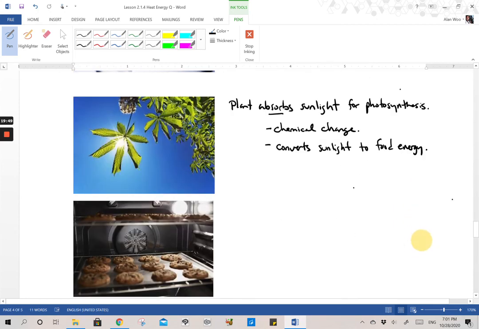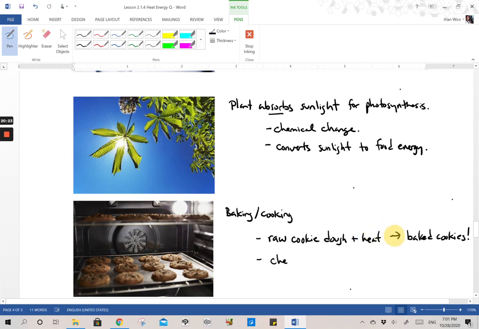Our last example deals with baking and cooking. Most of the time, if you use examples like baking and cooking, they are very appropriate for endothermic reactions. In this image here, we're taking raw cookie dough, and we're adding heat to make baked cookies. This, of course, is again another chemical change.